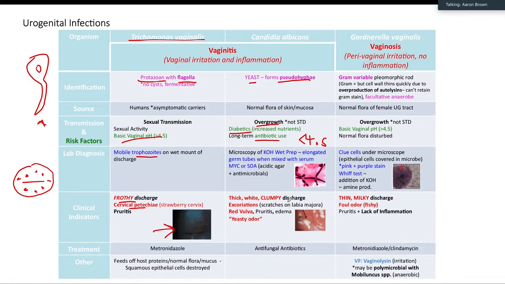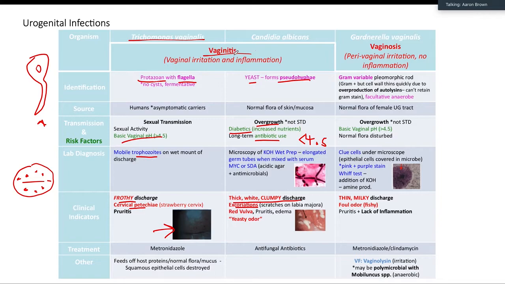So looking for thick, white, clumpy discharge that kind of sticks to the wall a little bit, yeasty odor, excoriation, scratches on the labia. That can be for either of the vaginitis. Vaginitis is essentially when you have a lot of irritation. All right, so your patient is going to be itching down there, and you should see some redness, some inflammation. Okay, that's true of both of those.